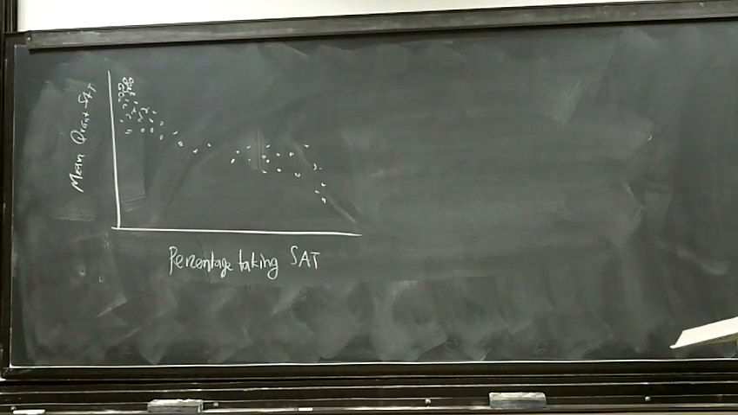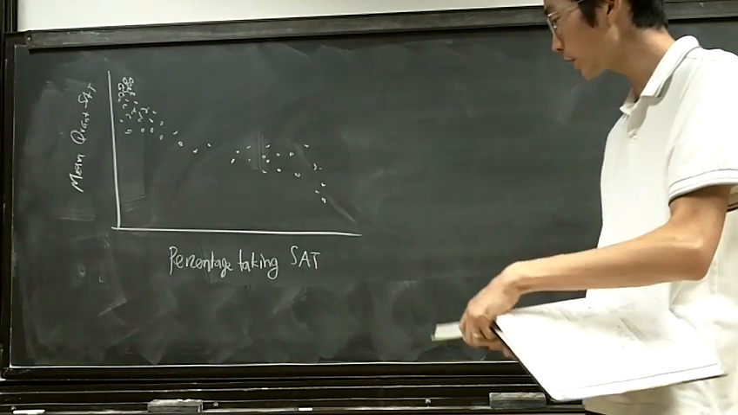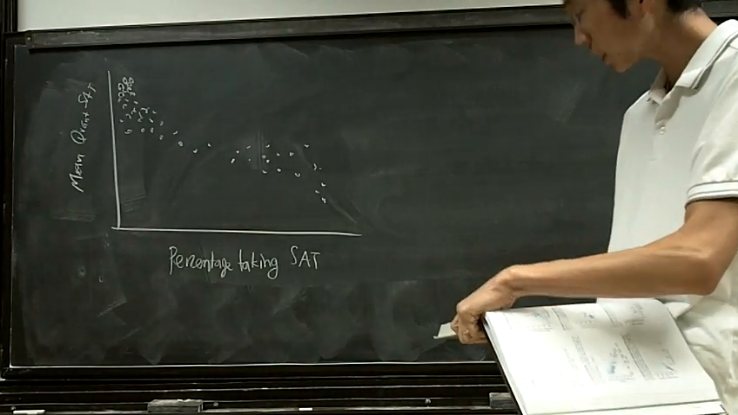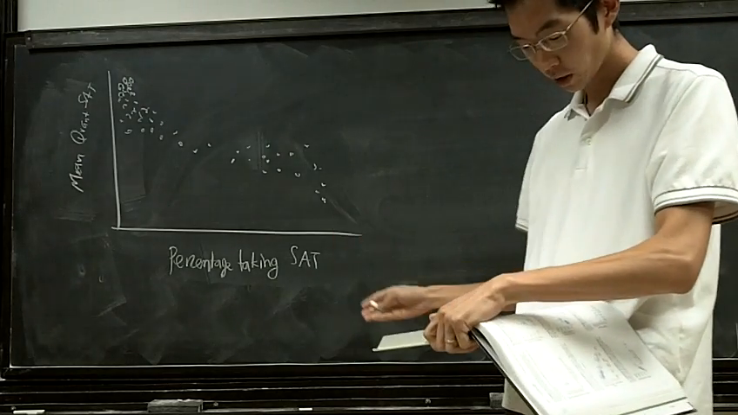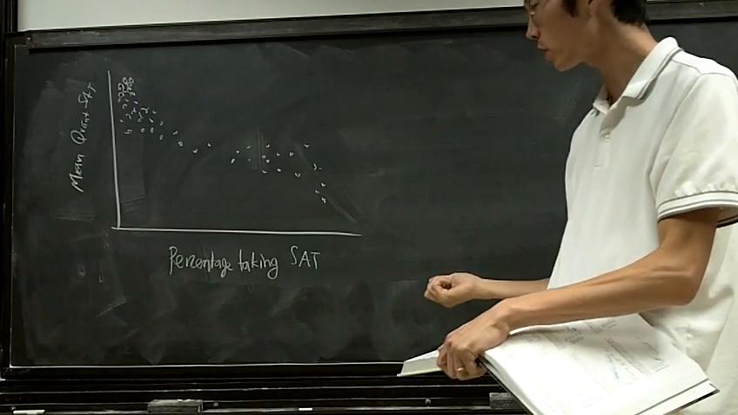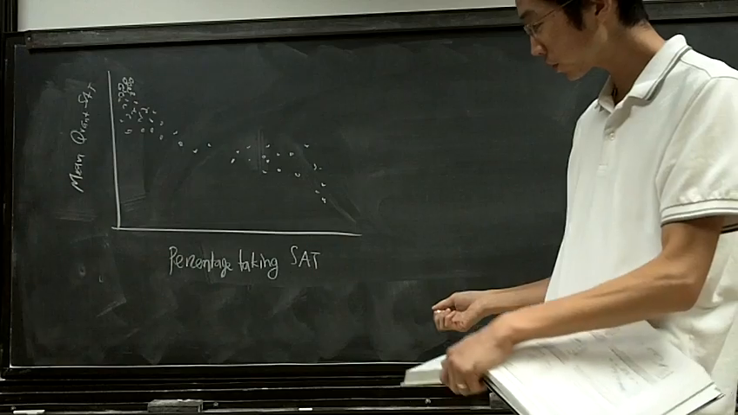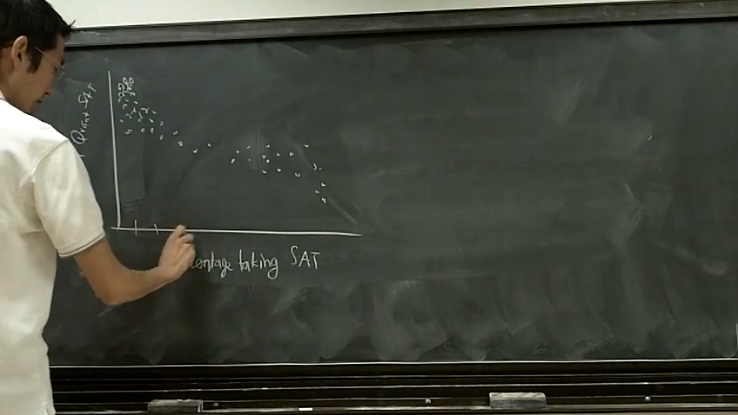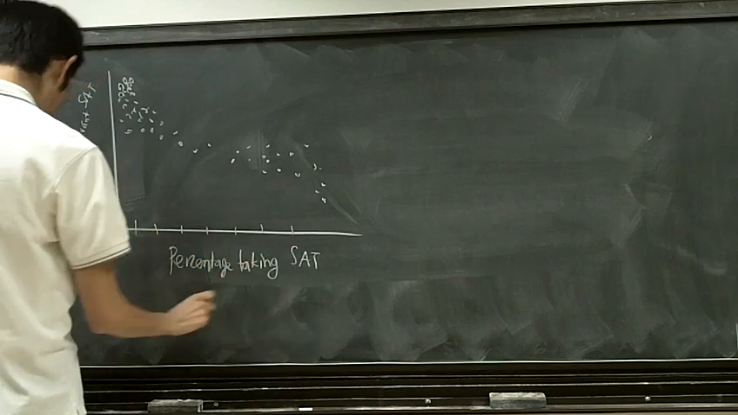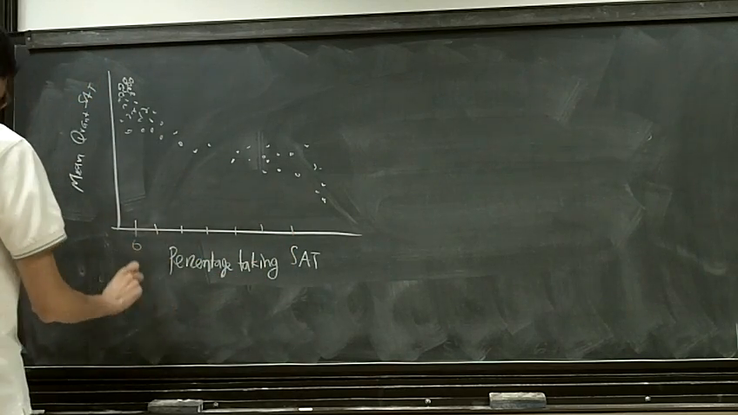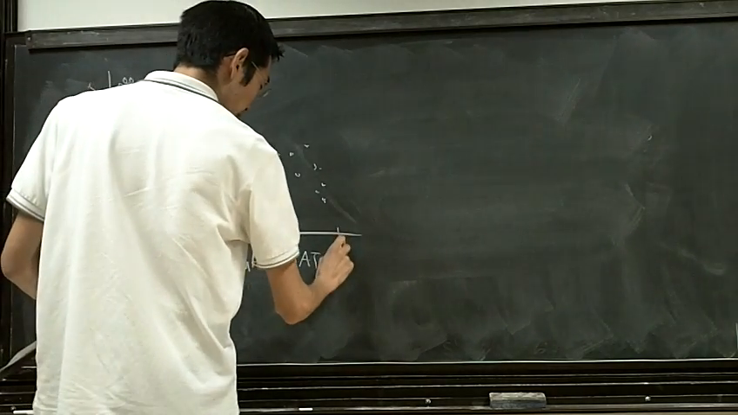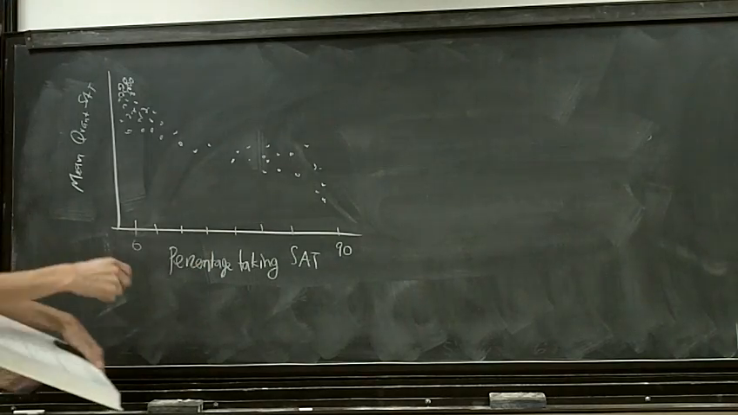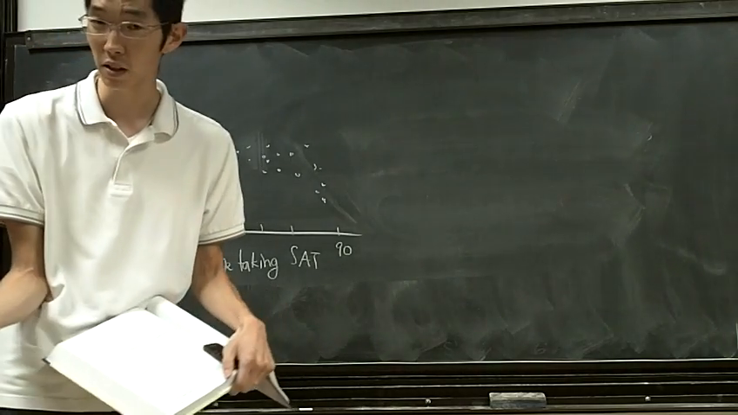Alright, so here it says SAT scores and the percent taking the SAT. Again, these are data points from all 50 states and Washington, D.C. It shows along one axis the percentage of the students in that state that take the SAT exam, and that ranges anywhere from 0 up to 90%. Some states, 0% of the students take SATs.